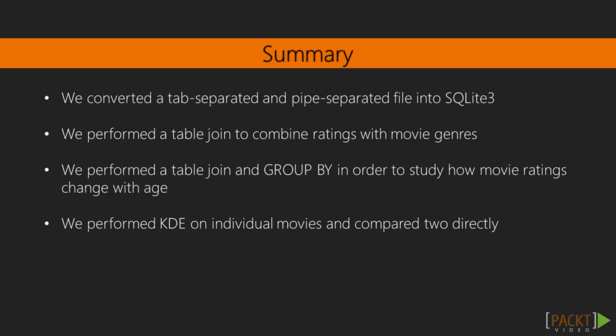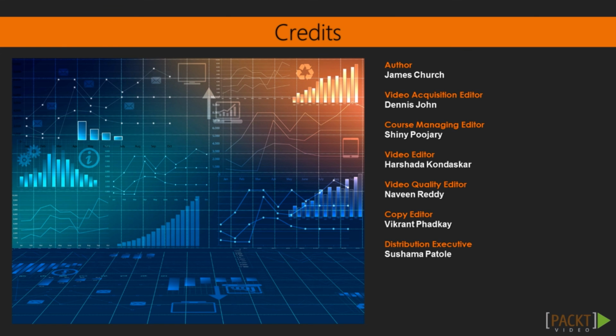It is time for our section summary. We converted a tab-separated and a pipe-separated file into SQLite 3. We performed a table join to combine ratings with movie genres, because we have a data set that involves multiple tables. Sometimes that requires a table join. We performed a table join followed by a group by in order to study how movie ratings change with age. And then we performed KDE on individual movies and compared the two directly, despite the fact that they have different values in each data set. So that is the benefit of the kernel density estimator. That concludes the course.